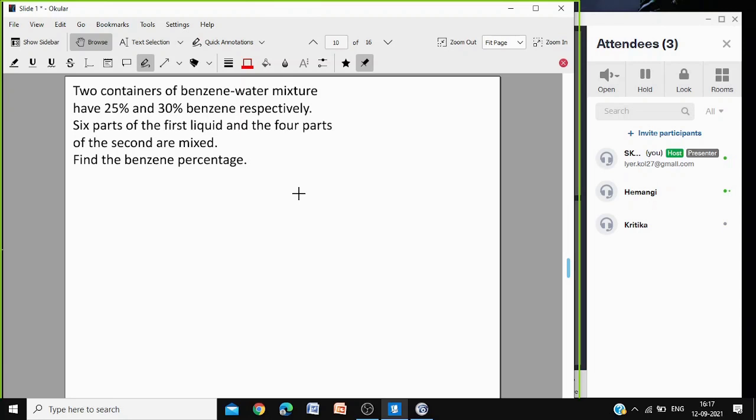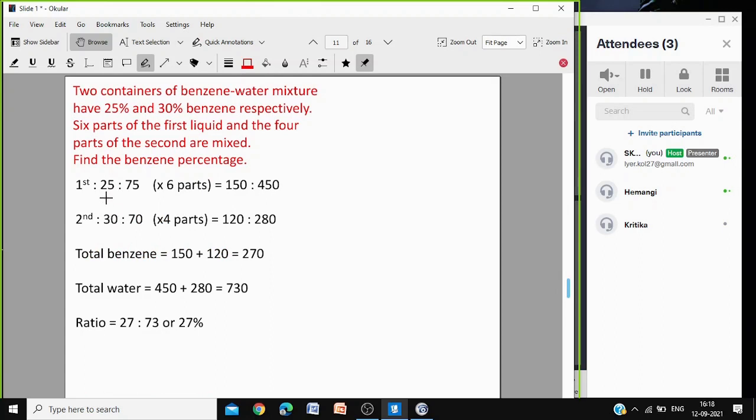Okay. 2 containers of benzene water mixture have 25% and 30% benzene respectively. Now here we cannot use a cross difference because we are not using equal quantity. 6 parts of the first liquid and 4 parts of the second are mixed. Find the benzene percentage. So first we write benzene and then water, or any other solvent, for both the first and the second.